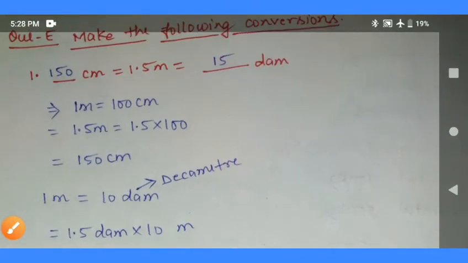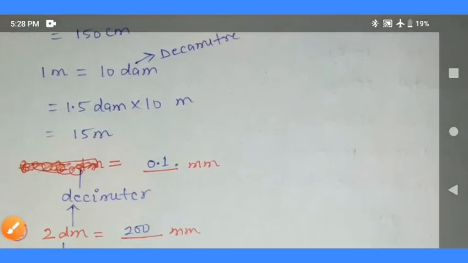So the answer number first is 150 and then 15. Please fill in all the answers. Okay, 1 meter is equal to 100 centimeter, 1.5 meter into 100 is 150, and 1.5 into 10 is equal to 15. So this is the answer of the first question.